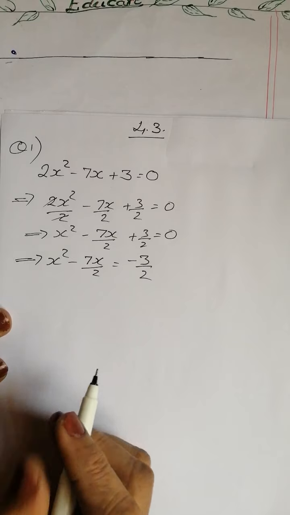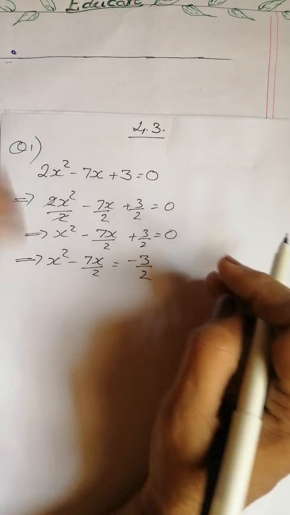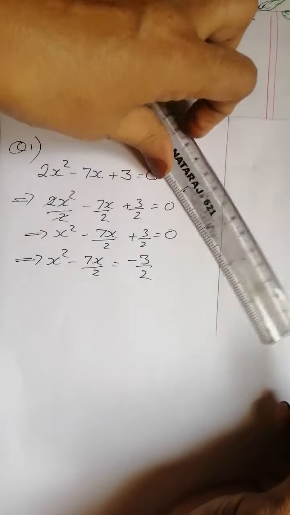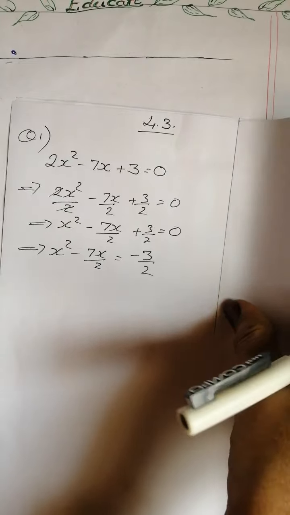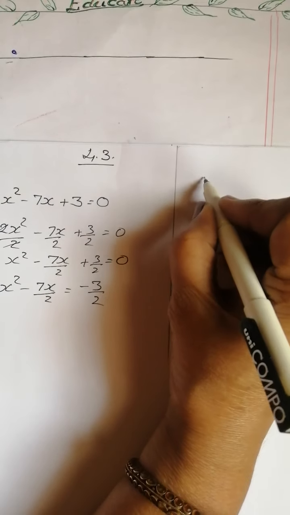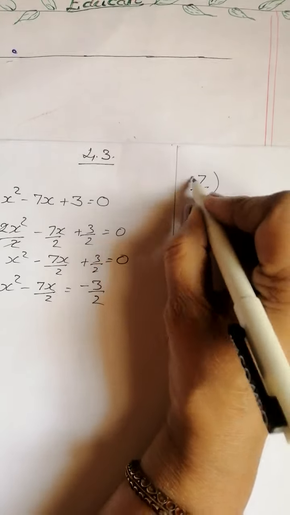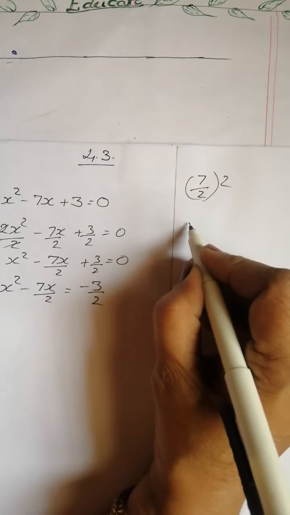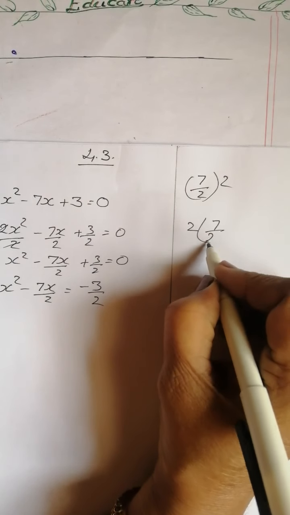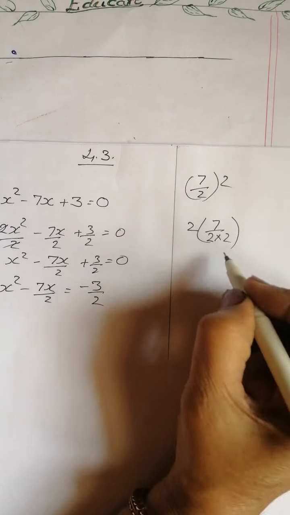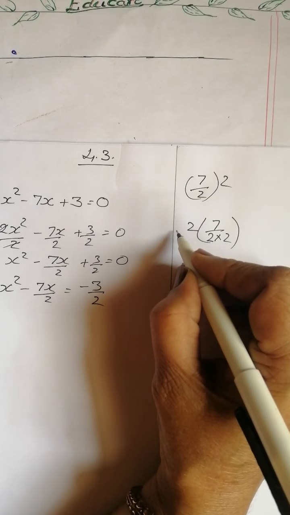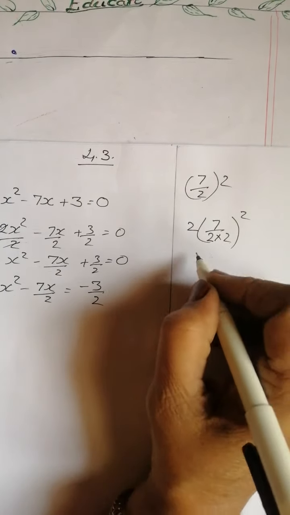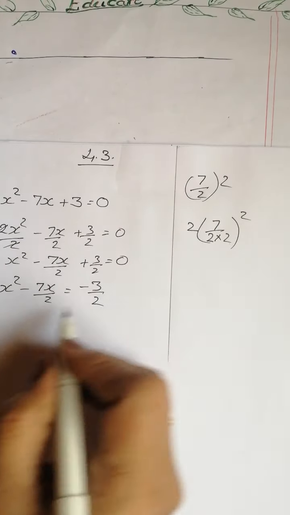Clear? Now we have to take the x coefficient. What is the x coefficient here? Write the x coefficient. Yes, the x coefficient is 7 by 2. What we have to do? We have to divide and multiply by 2. So what you will get? 2, and I will do the multiplication inside below. The numerator I have taken outside and the denominator I have put inside by 2, because I want this number in the middle term.